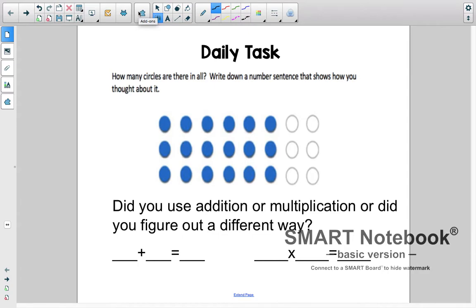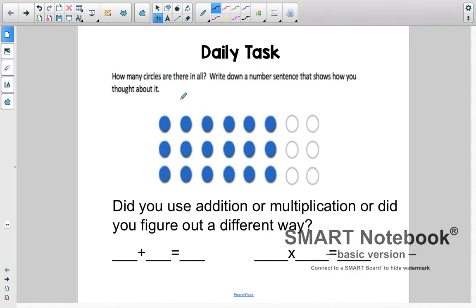So on your packet, you're going to see a fluency practice. It's on addition and subtraction, and I'm not going to go through that with you because you should be able to do those on your own. So before watching this video, make sure that you finish your fluency first, and then I'm going to go over the daily task and the rest of the packet. So I'm going to go ahead and start with the daily task.